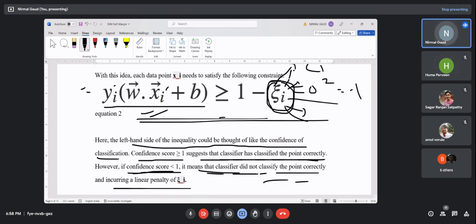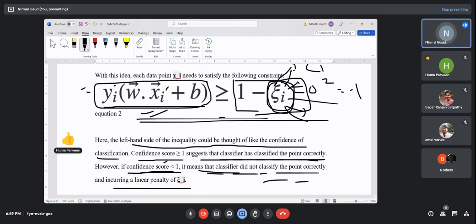Overall, the left hand side of the inequality could be thought of as the confidence classification. If you get a negative value, obviously it's a misclassification. Negative means misclassification, so your confidence score is less than 1, that's what they are saying. And if you are not having any misclassification, obviously it is greater than or equal to 1, quite clear.